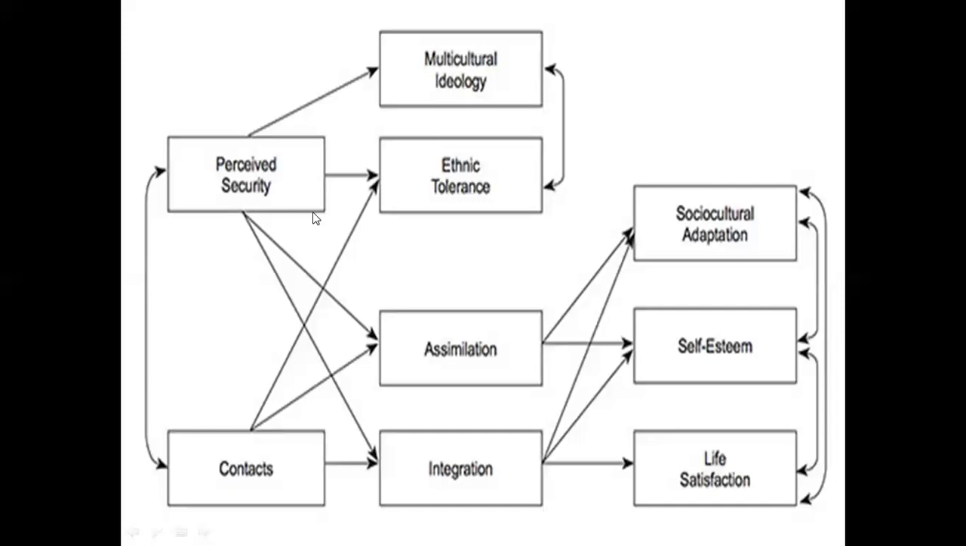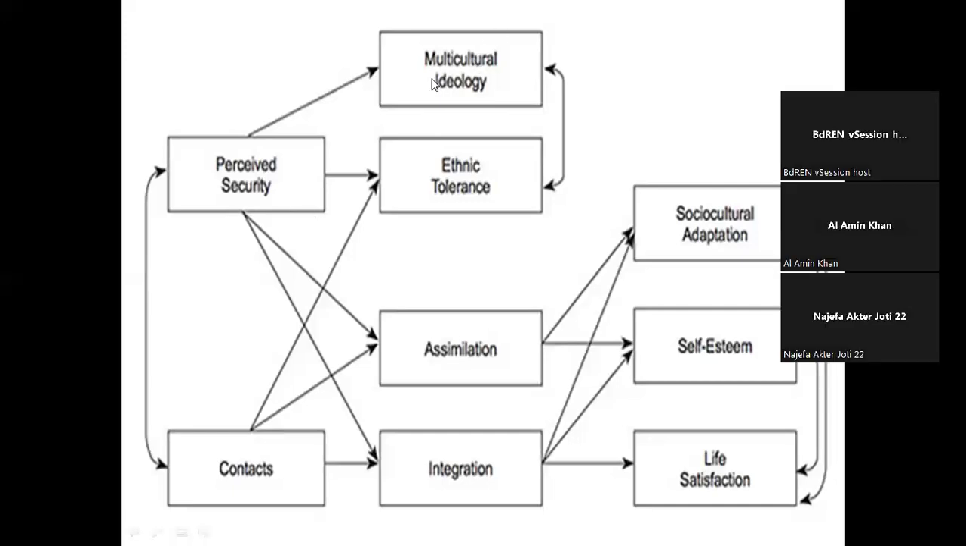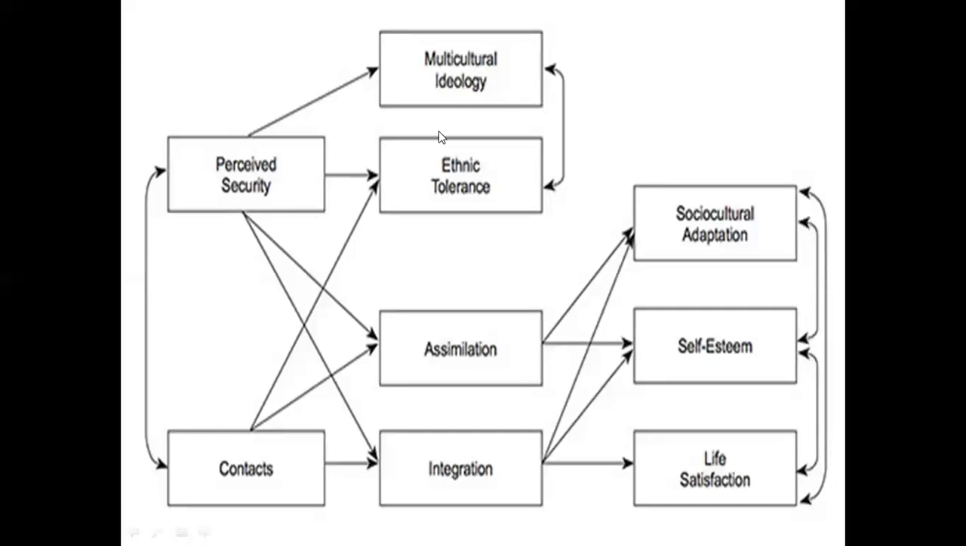Okay, and multicultural identity. Some countries will allow it, and they will allow it for the cause of multicultural identity. Ethnic tolerance: every country will not be tolerating people from others, but many countries will be tolerating the people from other countries. That is called ethnic tolerance. Assimilation and integration will be there. Contacts will be there. Socio-cultural adaptation will be there.